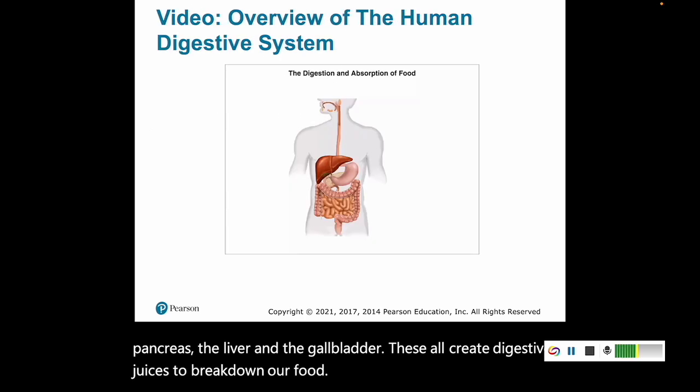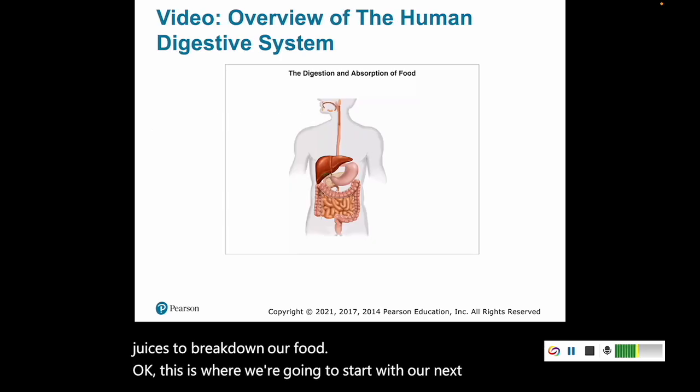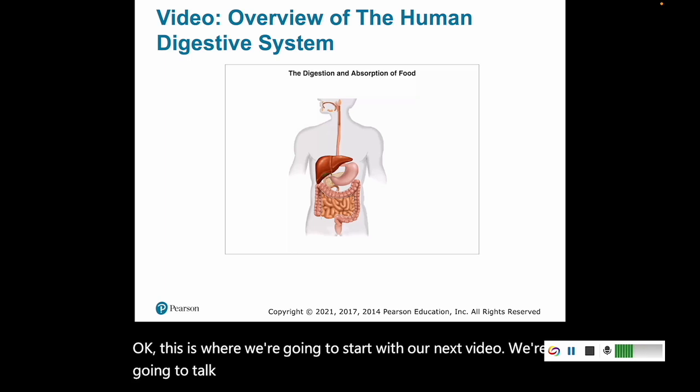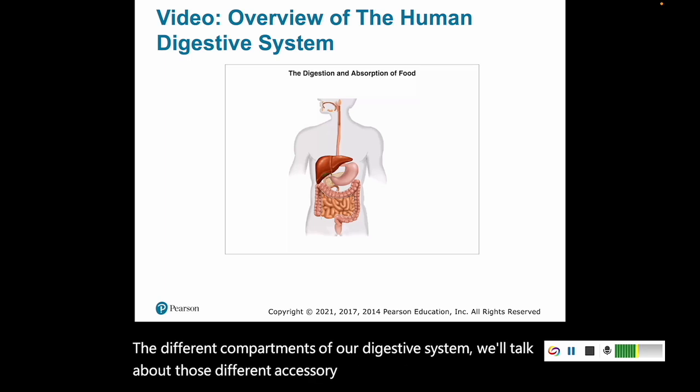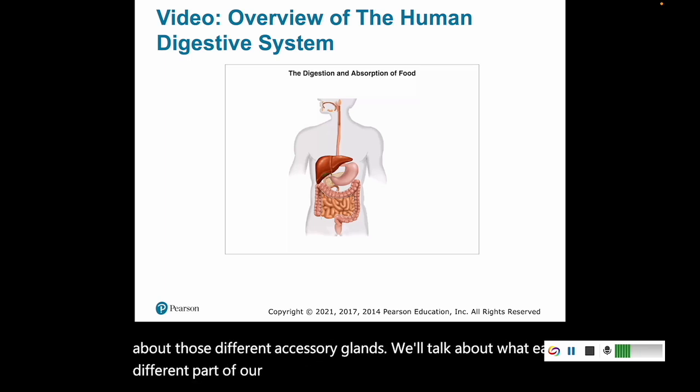Okay, this is where we're going to start with our next video. We're going to talk about the different compartments of our digestive system. We'll talk about those different accessory glands. We'll talk about what each different part of our digestive system is doing.